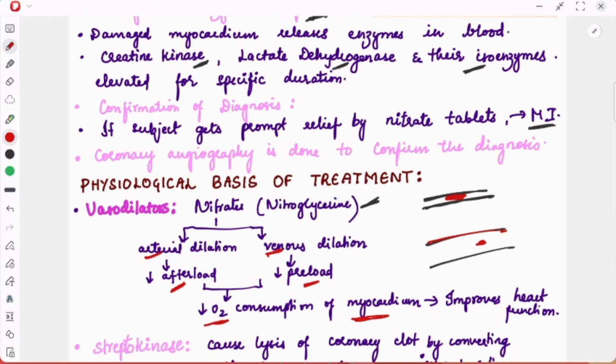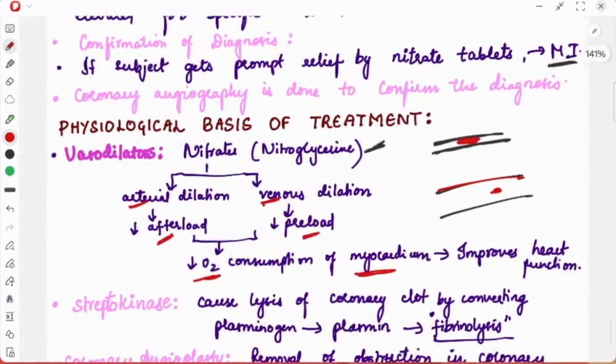Now, what will happen because of this? This can lead to decreased oxygen consumption of myocardium. Okay, so if our oxygen consumption is less, that means the heart is not getting much workload. Okay, this improves the heart function. Okay, in some way we are relieving the heart. Okay, we are giving less workload to the heart.